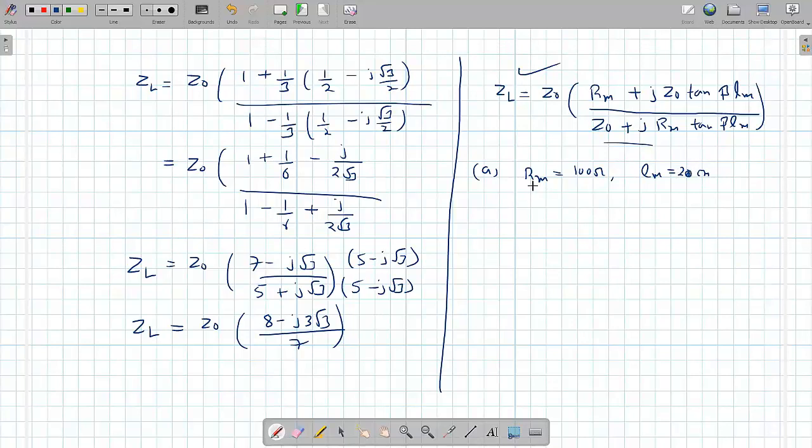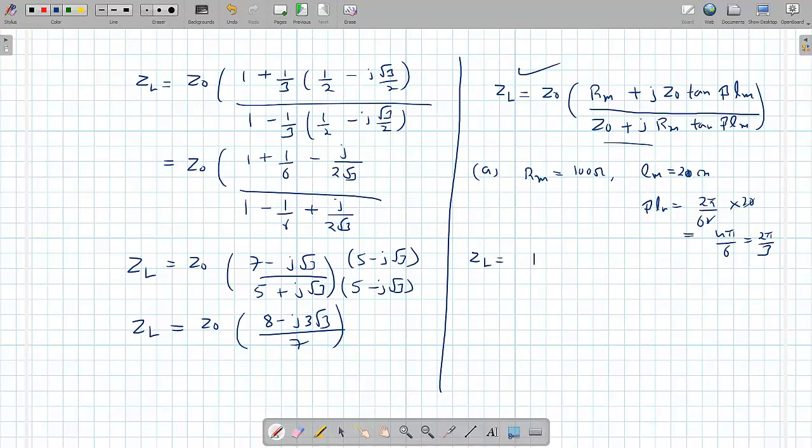Okay, let us put this. If I substitute in this, so what is beta L? Beta L is 2 pi by 60 into 20. So that will become 4 pi by 6, or 2 pi by 3. Right? I can substitute ZL, and Z0 can be cancelled.